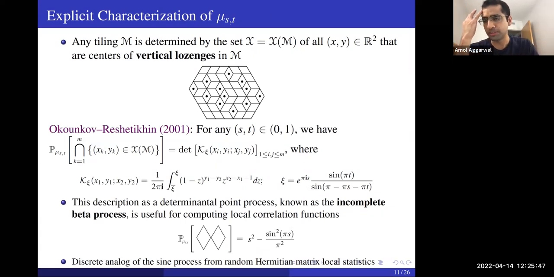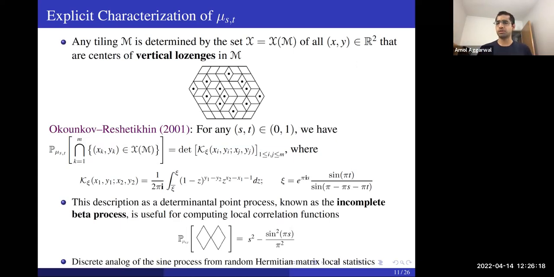Okay, there's actually a more explicit one, which I want to take a moment to describe in this slide. Any tiling M of some domain is determined by the set of all of its vertical tiles. So I'll set X_M to be the set of centers of all vertical lozenges in my domain. For example, here I've drawn a lozenge tiling of a hexagon, and I've drawn dots in the centers of all the vertical tiles. So this forms some subset of R^2.